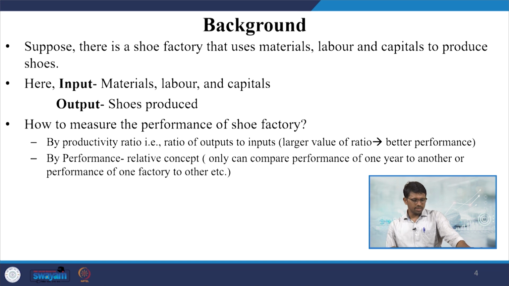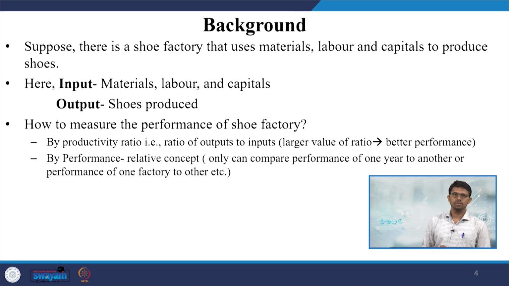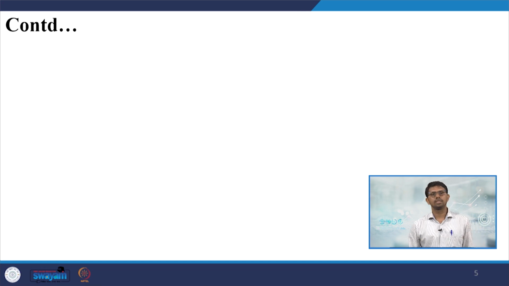First, by productivity ratio, we mean that the ratio of output to input is checked. A larger value of the ratio indicates better performance. Productivity is a quantitative measure in terms of a ratio, whereas performance is a relative concept which can only compare the performance of one year to another or of one factory to another. Performance by itself does not stand clear.